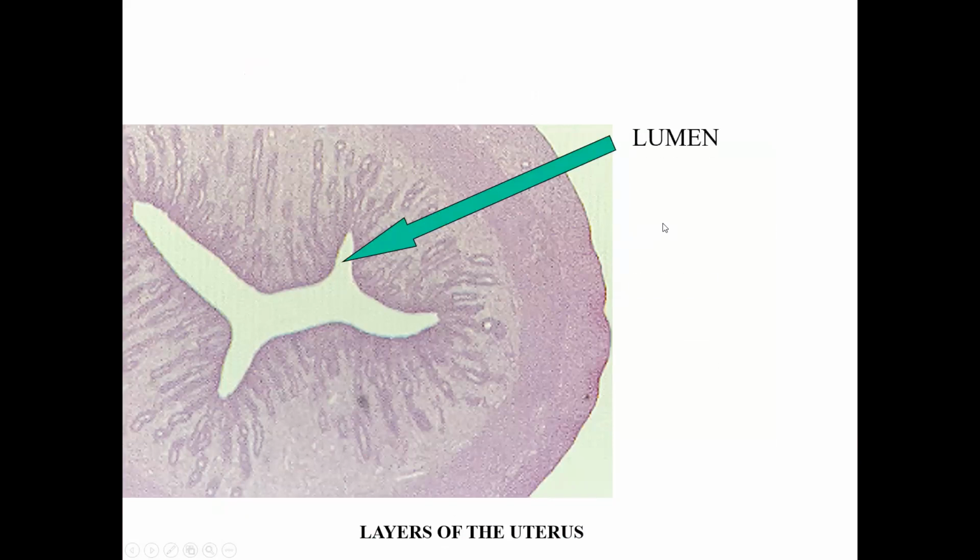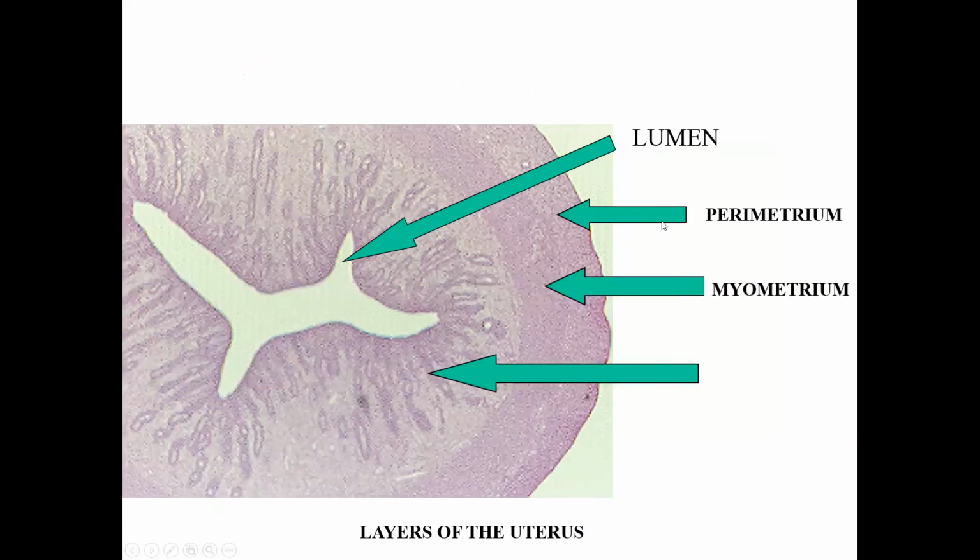Now this is a cross section of the uterus showing it has 3 layers. It has an outer layer called the perimetrium. It has a middle layer called the myometrium. There's the perimetrium, the myometrium, and the endometrium. The endometrial layer is where implantation takes place.